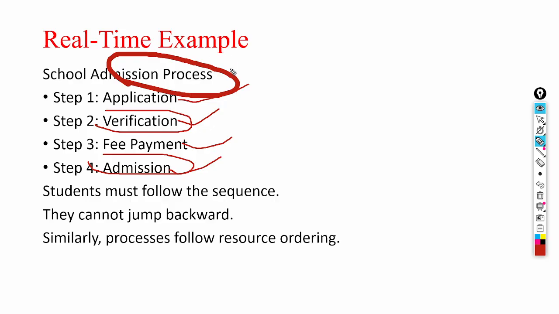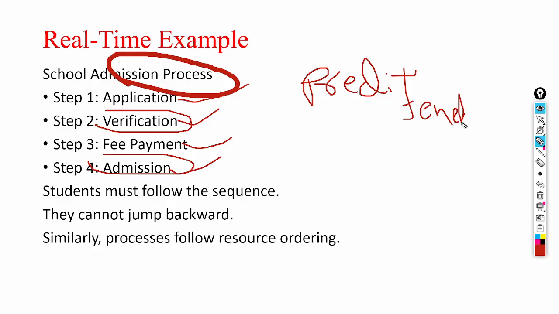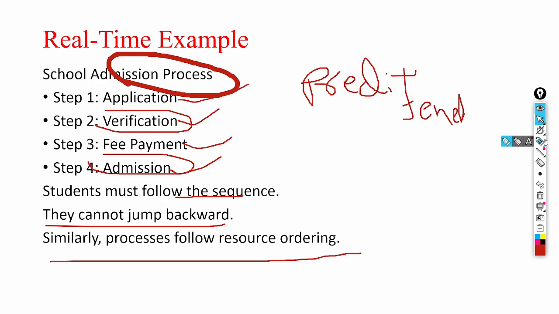Similarly, the processes must follow a predefined order. That predefined order we need to follow while requesting the resources. The student has to follow the sequence. They cannot jump backward. Similarly, the processes follow the resource ordering. This we call preventing circular waiting.